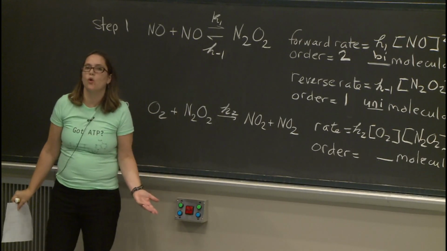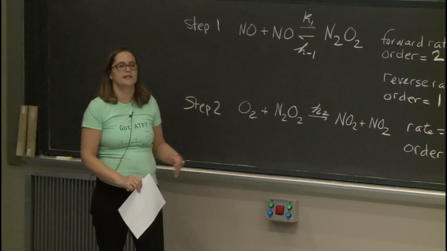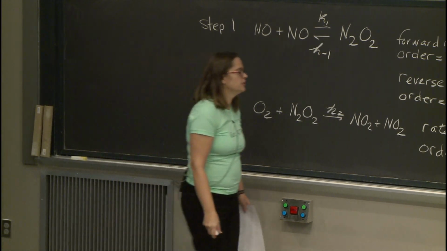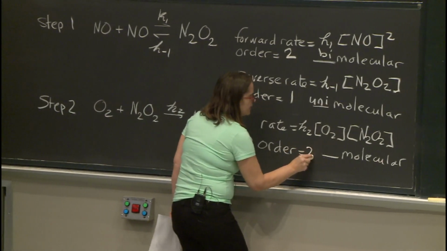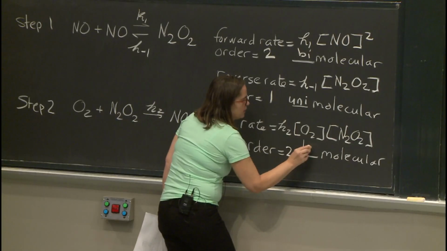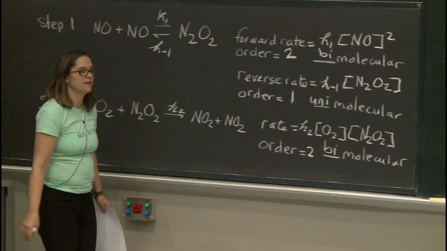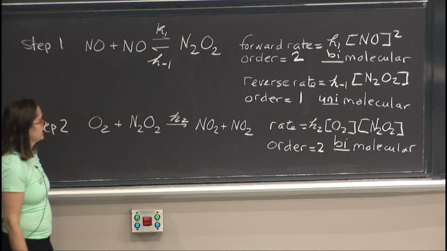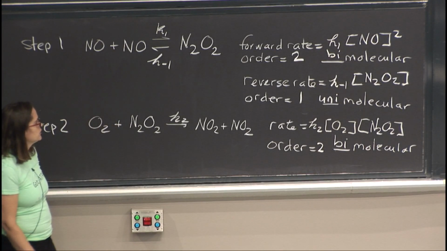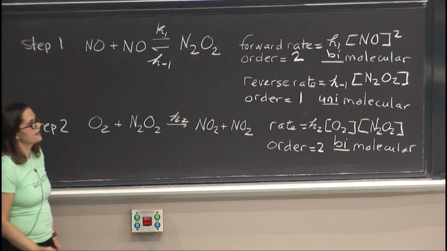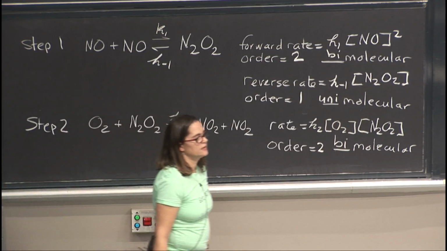So what would be the order of this reaction, or this step? 2. We have 2 things in there. And again, we call that bimolecular. So we have uni, bi, and termolecular reactions for order of 1, 2, and 3. All right, so we've written this out.